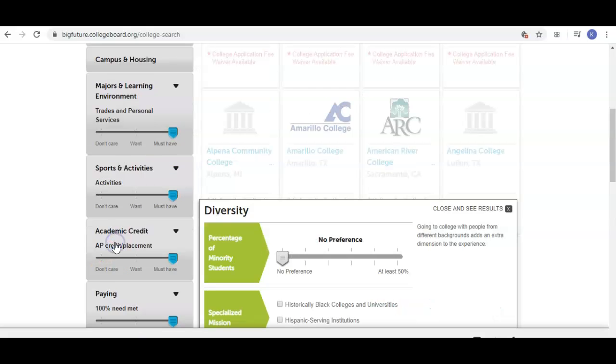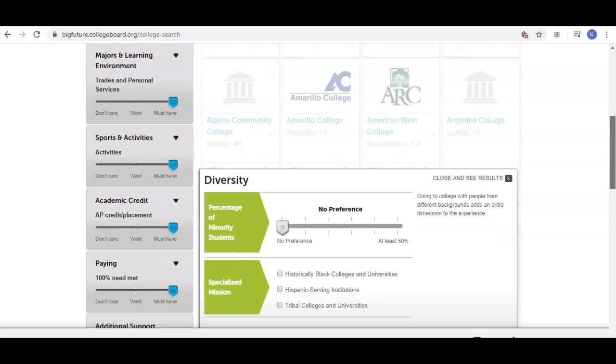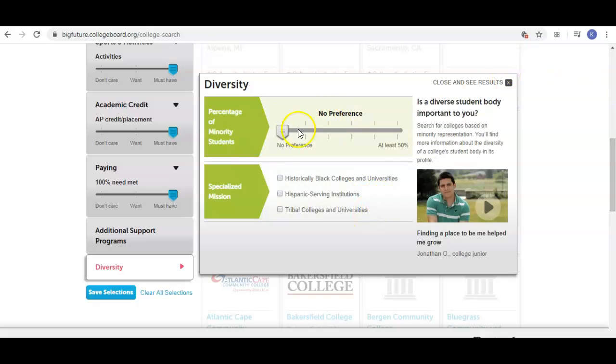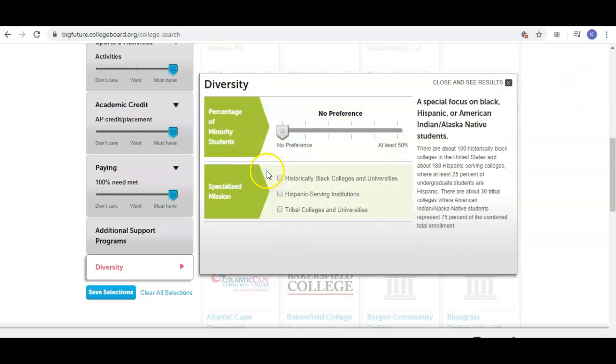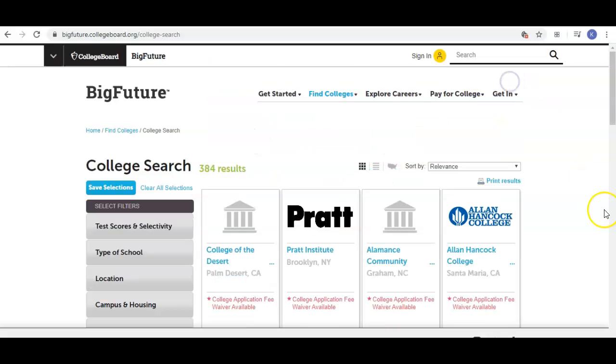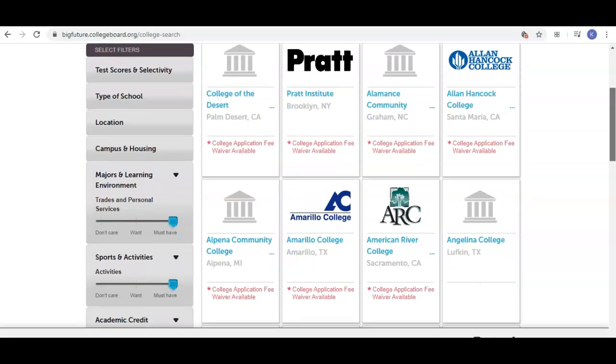And then diversity. Again, this is more of an opinion, but especially for those of you going away, the CUNY schools are diverse. SUNY schools, and then private schools, especially private schools that are away, they really lack diversity. So if that's something that's important to you, you may want to click around or be part of one of these specialized missions.